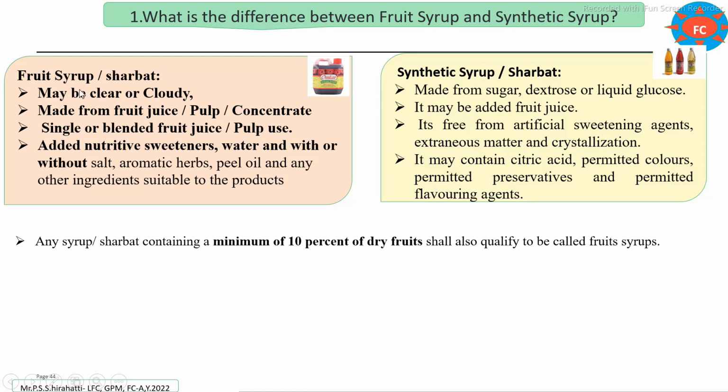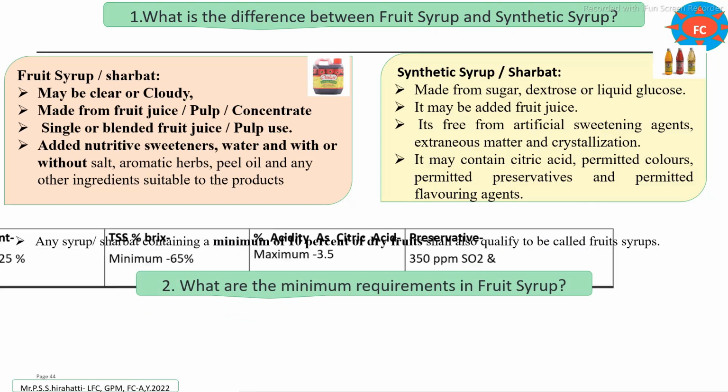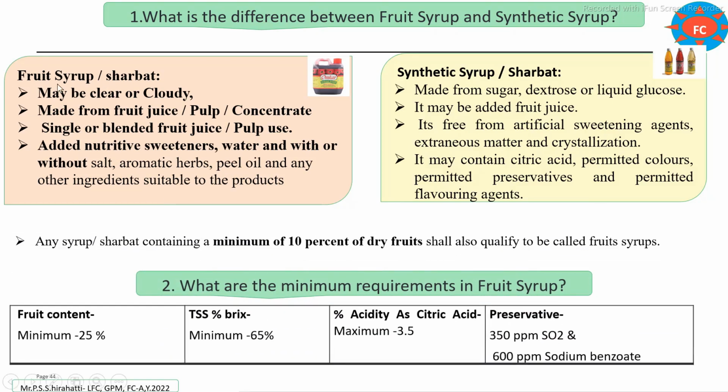In the case of fruit syrup prepared on the base of dry fruits, the dry fruit extract, which is also used for the preparation of fruit syrup, must require a minimum extract of 10% dry fruits. In the case of fruit syrup, the minimum requirements are fruit content 25%, final brix minimum 65%, acidity maximum 3.5%, and added preservatives. These are the specification requirements for fruit syrup.